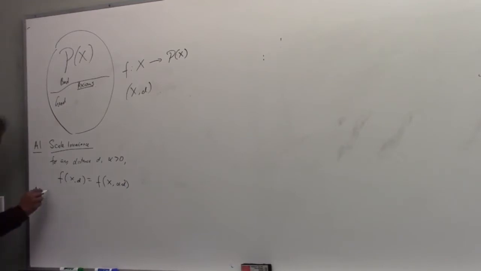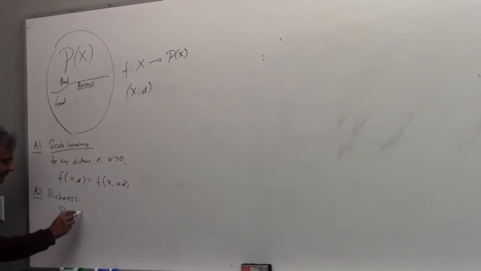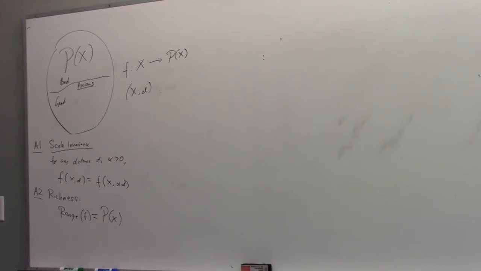Axiom 2. We'll call this richness. That the range of f is equal to the set of all partitions. In other words, it's possible to achieve any partition for the right input. What do you think about this one? I don't think this axiom tells you a lot, actually. No? No. Okay. Anyone else?